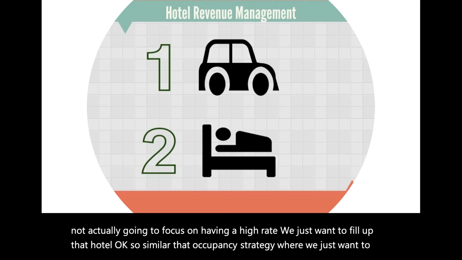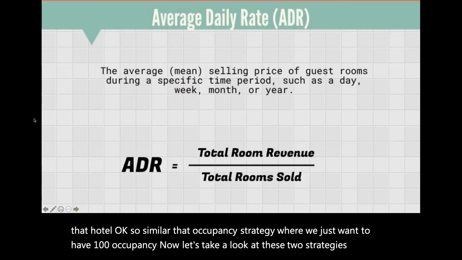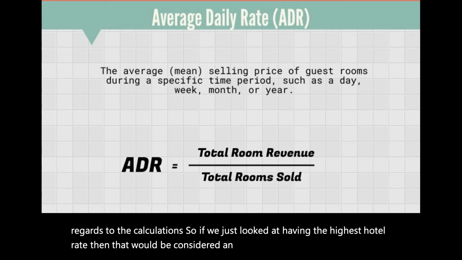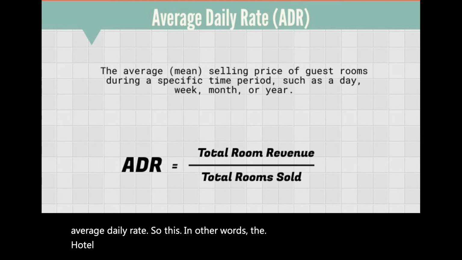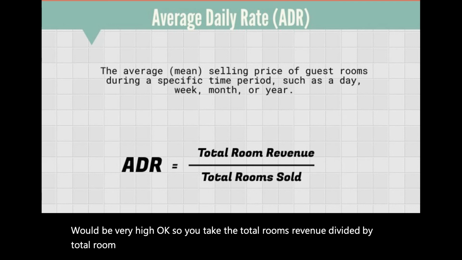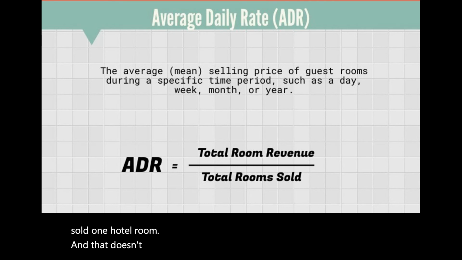Now let's take a look at these two strategies in regards to the calculations. If we just looked at having the highest hotel rate, then that would be considered an ADR strategy, in the sense that our average daily rate, in other words the hotel rate that we're selling on average, would be very high. So you take the total rooms revenue divided by total rooms sold. But remember, we're not actually looking at all of the total rooms. So we could sell one hotel room for $5 million, but we only sold one hotel room. And that doesn't consider what about the other hotel rooms. We could be sitting at 1% occupancy.